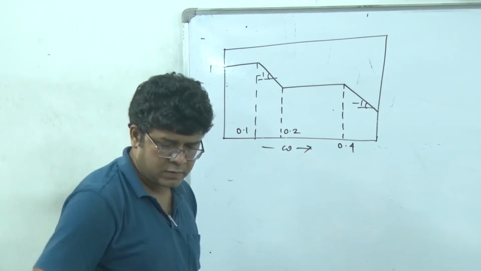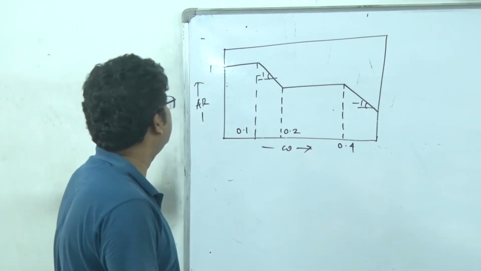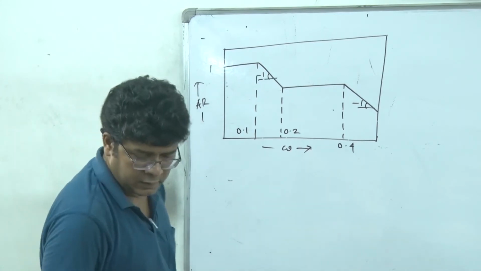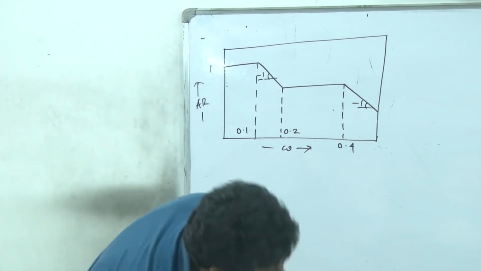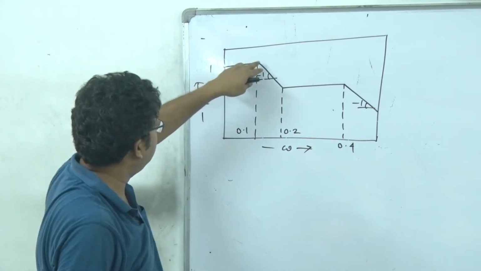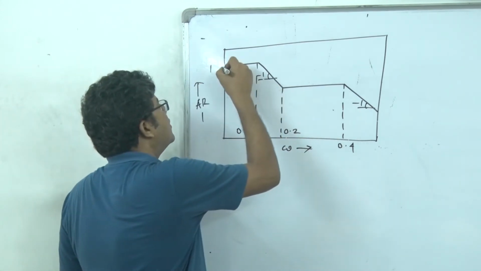This value is 0.1, this value is 0.2, this value is 0.4. Right. So you see that we have to think about that, originally we had a first order system.